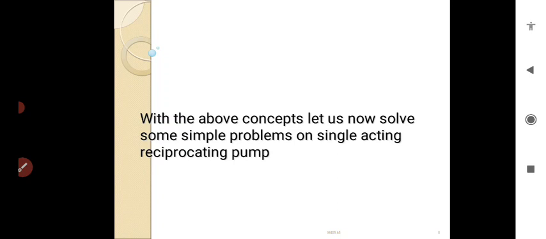By using these formulas we are going to solve some problems, that is theoretical discharge, coefficient of discharge, slip and power required to drive the pump. We are going to solve these types of problems today.